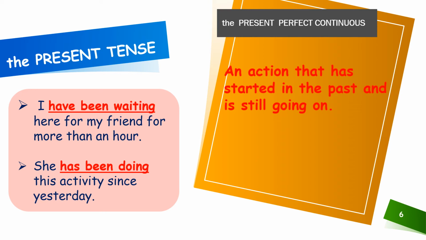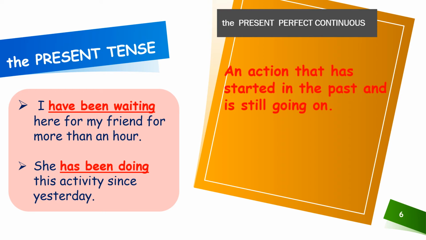So present perfect continuous. Now look at the way in which it is written. The verbs have been waiting. So I have been, and then wait plus ing. So you will have to use have or has because it is present perfect. Okay. So I have been waiting here for my friend. She has been doing this for more than an hour. Fine. So she has been doing, I have been waiting. These are present perfect continuous tense.